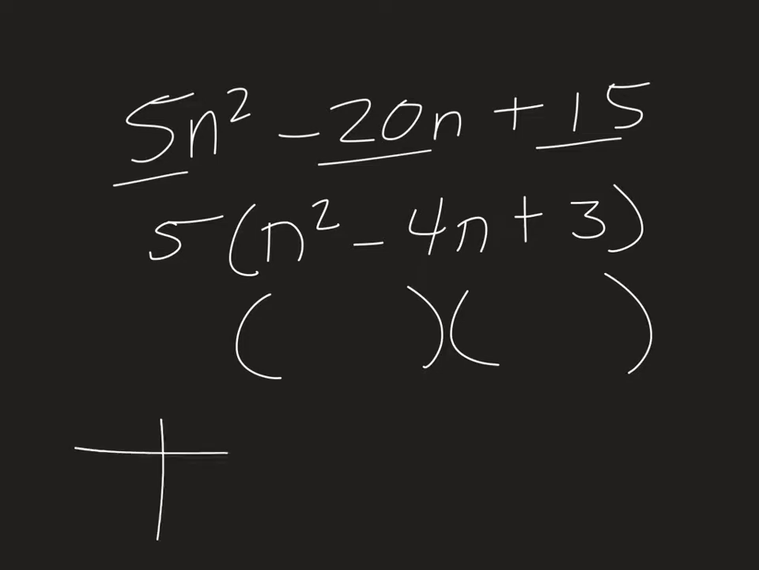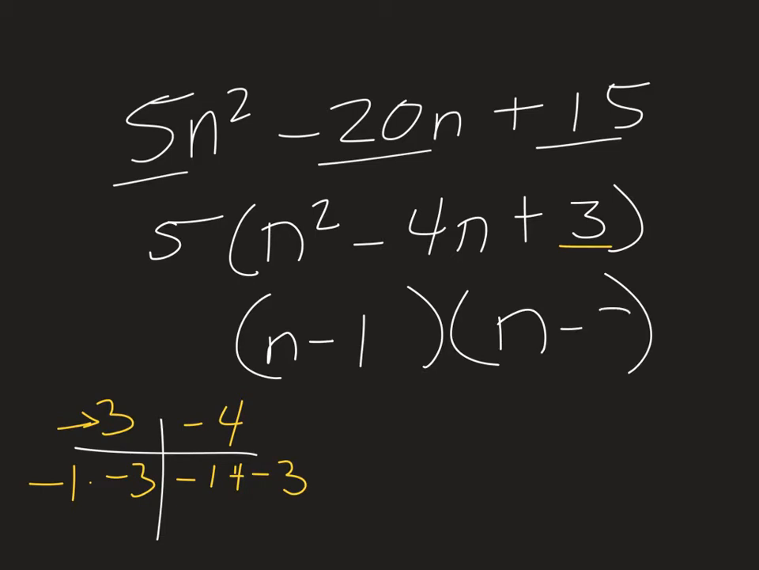So just make yourself a little table and figure out what can you multiply to get c, so in this case 3, that'll add to get -4. And that would be -1 and -3, because -1 times -3 would give you +3. And then it'll also add together to give you -4. So that'll be n minus 1 and n minus 3.